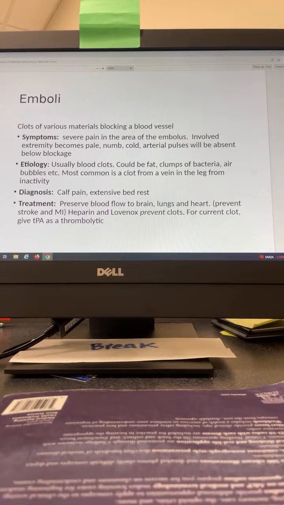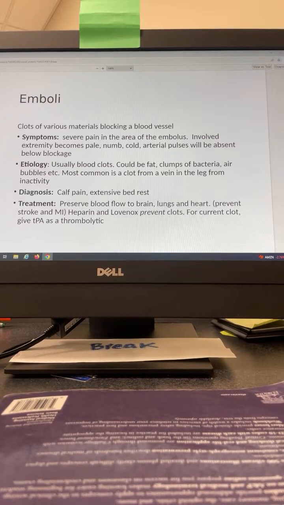Even air bubbles. I know you guys aren't nurses, but this is one of the things they teach nursing students: to be really careful when you're injecting IV fluids or IV drugs to not put air into the veins, because the air bubbles can also cause clots. It can cause people to have a stroke from an air bubble, so just being really careful not to do that.